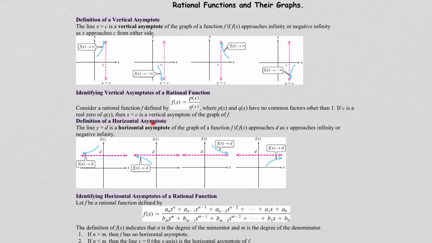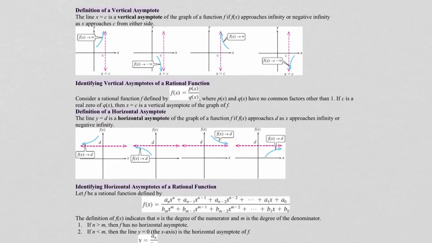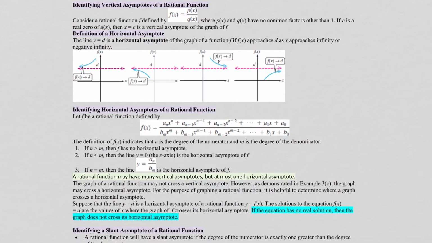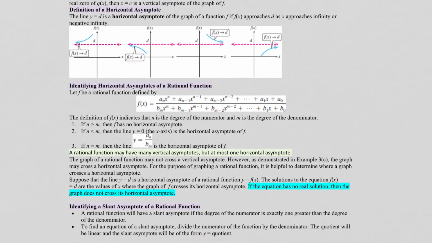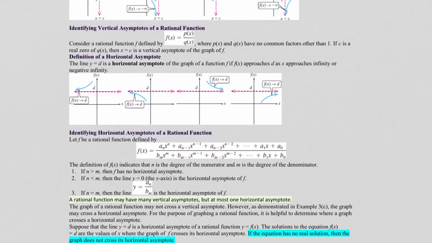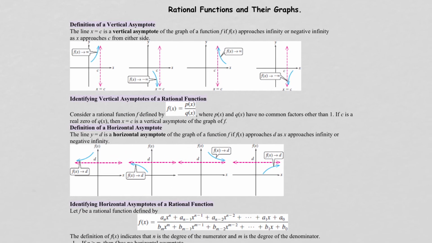And for horizontal asymptotes, we have a few methods of finding them, and they're given here, and I will show you using examples how exactly you're going to find the horizontal asymptote. Sometimes when you don't have a horizontal asymptote, you're going to have a slant asymptote. So that's going to be a big difference between other functions and the functions we're going to be looking at in this section, which is rational functions.